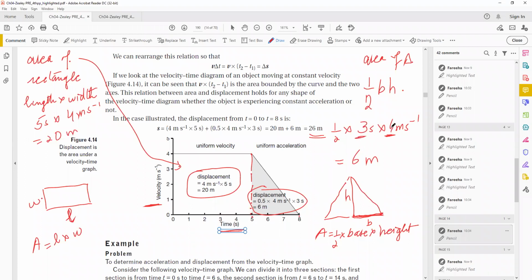So 4 multiplied by 3 divided by 2, how much is this? 6. Now the total area under the curve is equal to the sum of the area of the rectangle and the area of the triangle. So 20 meter plus 6 meter is equal to 26 meter. Is that clear now, Amna, Elia? Yes ma'am. Good, great.